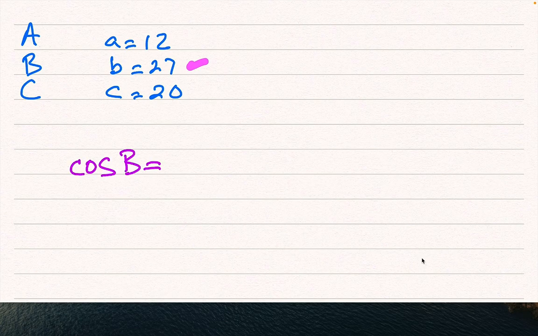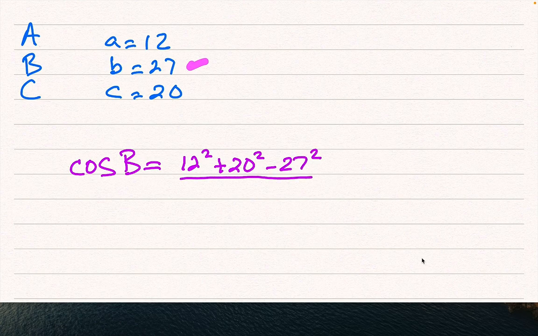Now this formula is also on your reference sheet, but if I'm solving for this one, this is going to be my A squared plus my C squared minus my B squared, and that's going to be all over 2 times A times C. Okay, so look that up on your reference sheet. Make sure you got that. What we want to do here is also take the arc cosine when we get done.